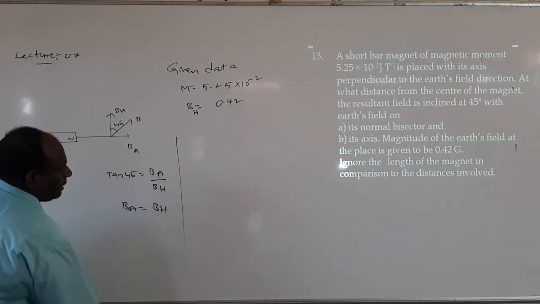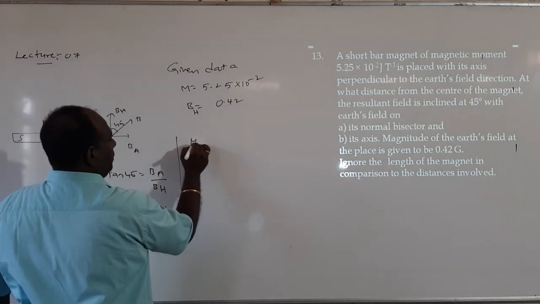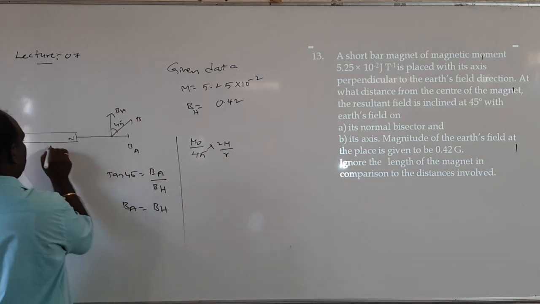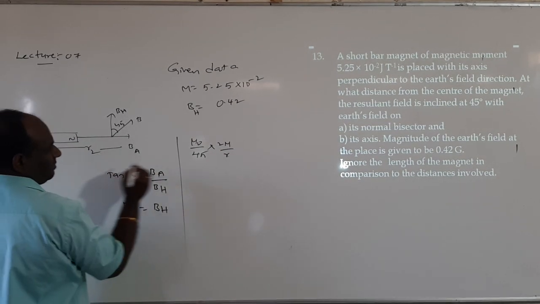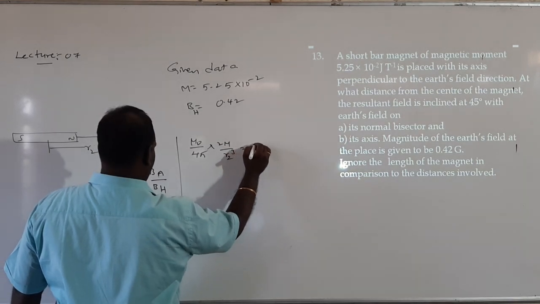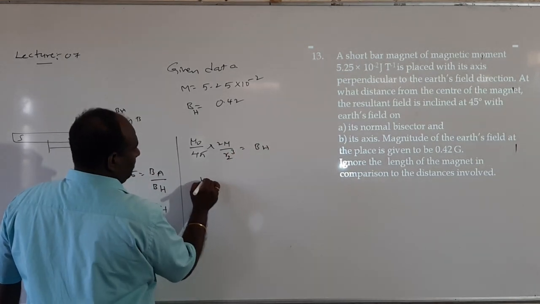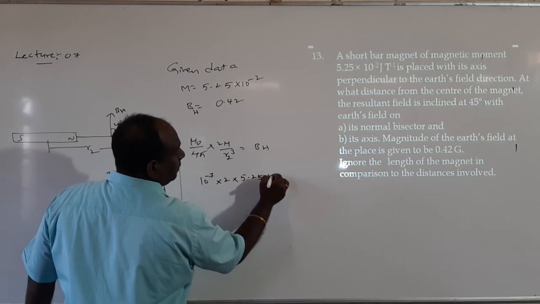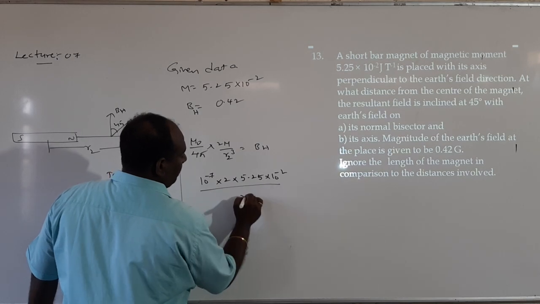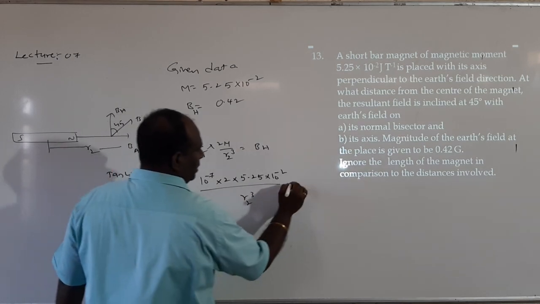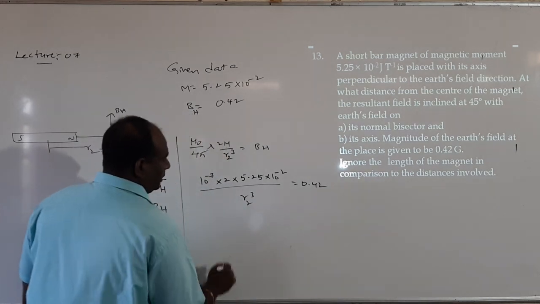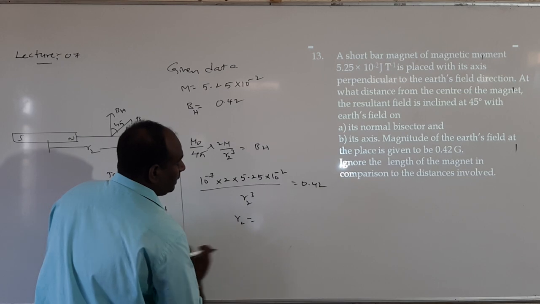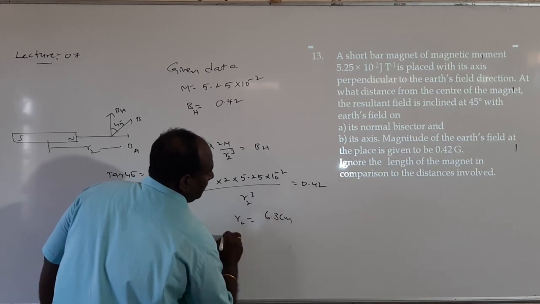So what is the magnetic field along the axial line? Mu naught by 4 pi into 2m by R2 cube is equal to BH. So 10 power minus 7 into 2 into 5.25 into 10 power minus 2 divided by R2 cube is equal to 0.42. If you simplify, you will get R2 is equal to 6.3 centimeters.